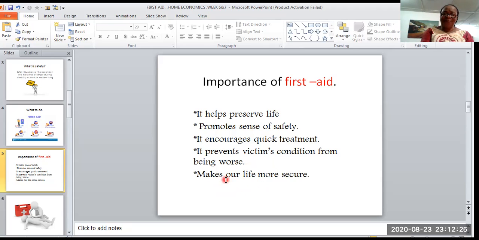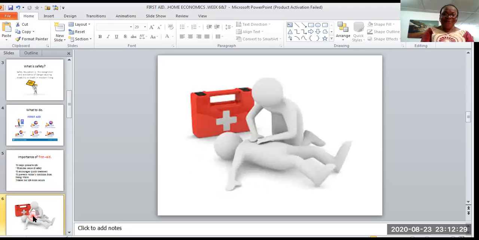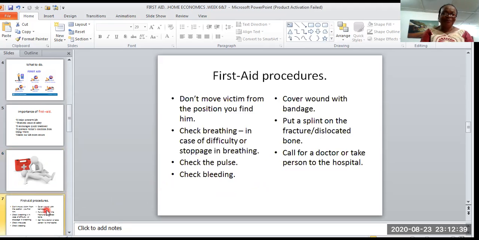Yes, first aid makes our life more secure, just like you can see on the slide. Yes, this is what first aid does. So, what are the procedures? What are the methods? What must we do if we find ourselves rendering first aid?